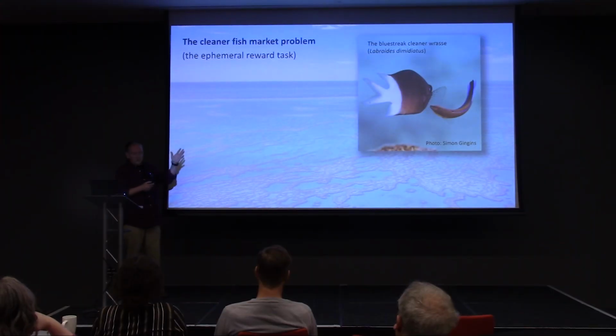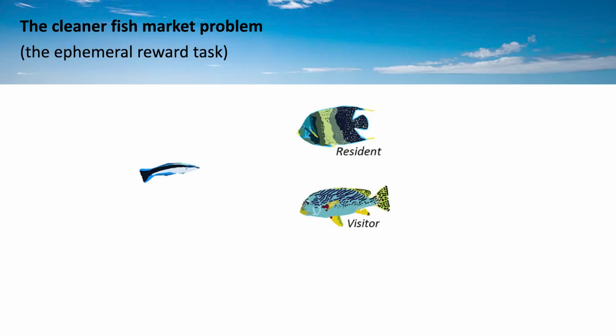They're doing some remarkable behaviors, but one of the things that is really interesting is what, as we mentioned before, we call the cleaner fish market problem or the ephemeral reward task. So what is the problem?